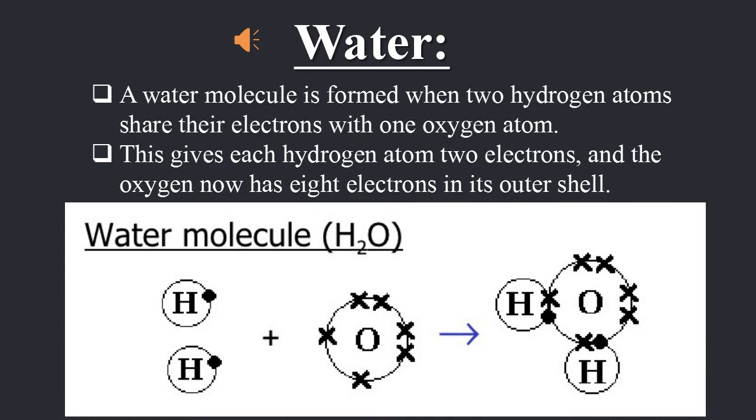Water. Dear students, a water molecule is formed when 2 hydrogen atoms share their electrons with 1 oxygen atom. This gives each hydrogen atom 2 electrons, and the oxygen now has 8 electrons in its outer shell.